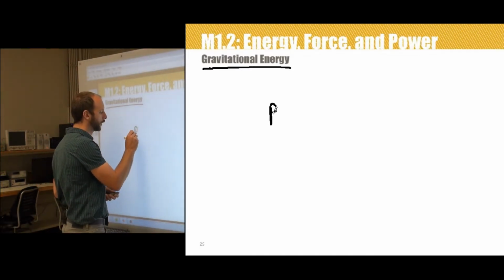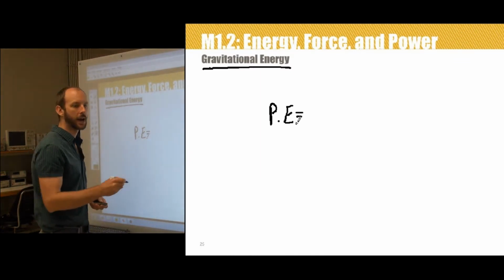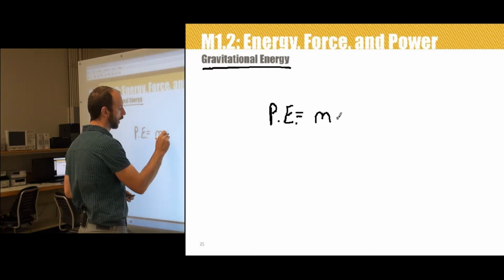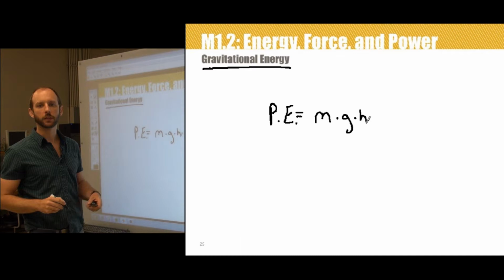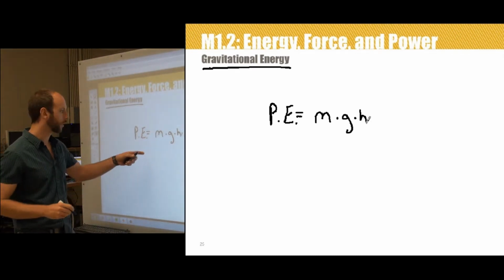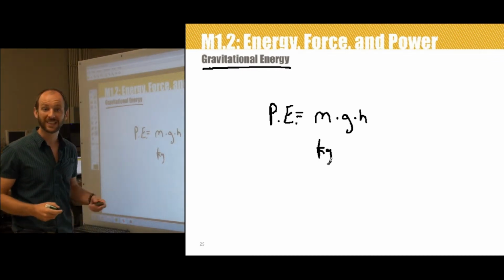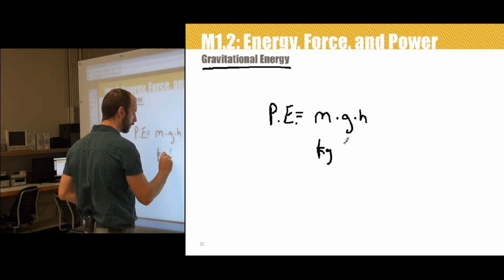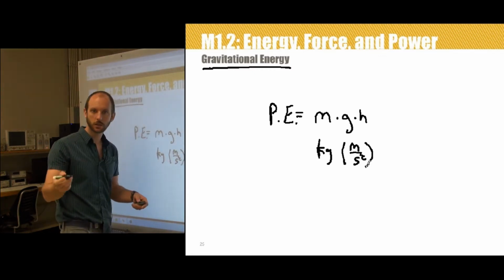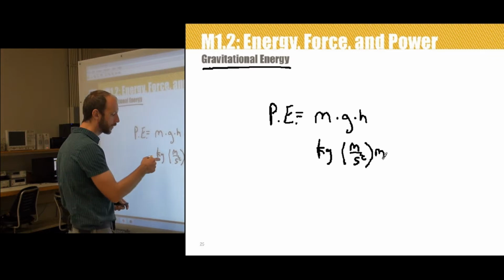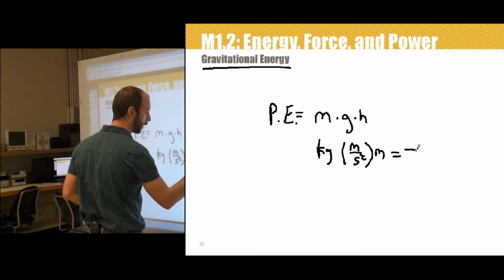Often we write this as potential energy equals mass times gravity times height. The SI units here are going to be kilograms for mass. Gravitational attraction is, again, meters per second squared. And height is measured in meters. So we get kilograms meters squared per second squared, or joules, right?